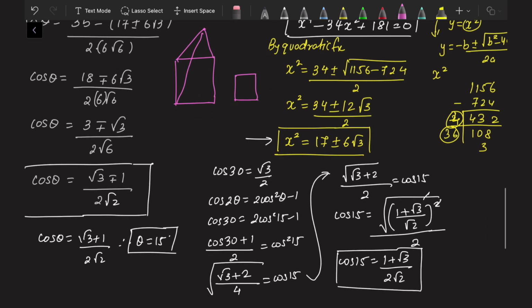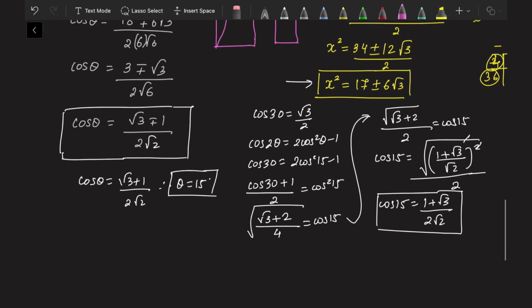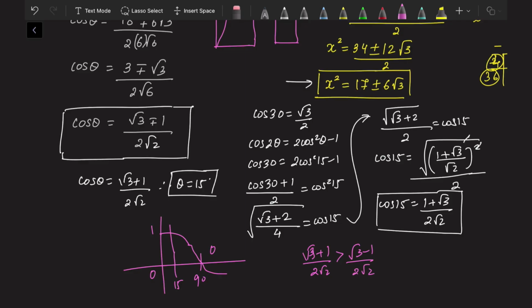Now, cos 15 was having this value. The graph of cos goes on decreasing like this. For example, at the value 0 it's 1, and at 90 it is basically 0. At 15 we have this particular value, somewhat after 0, over here. So now (root 3 plus 1) divided by 2 root 2 is a greater value than (root 3 minus 1) divided by 2 square root of 2. So if this value is greater, it comes over here, and this value is smaller, so it will come somewhat over here. So whatever the angle, if this is cos theta, then that theta is obviously going to be somewhat greater than 15 degrees.